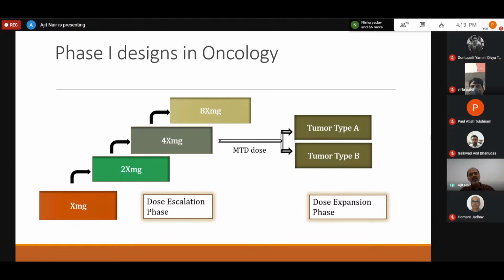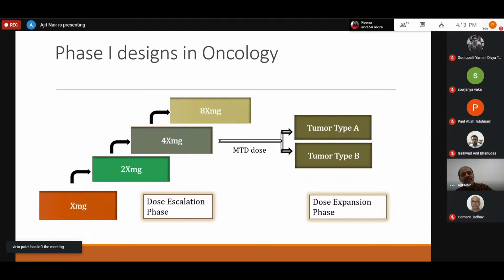When you look at phase 1 designs, typically there are multiple designs, and this talk is probably not the right forum because it's out of the scope of this discussion. But the designs can be a standard 3+3 design, a Bayesian design, or a rapid titration design. The design here primarily talks about a dose escalation phase. As you would see, we're jacking up the dose from an X mg to a 2x to a 4x to an 8x mg, and that X mg is decided from your tox studies.